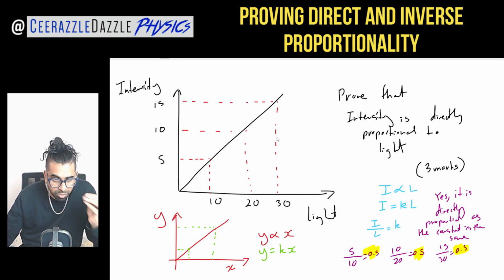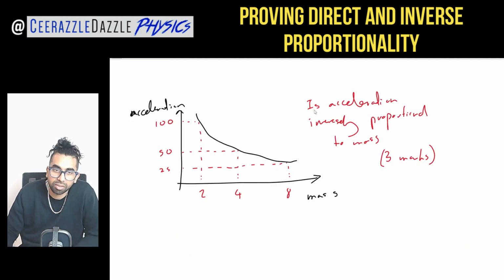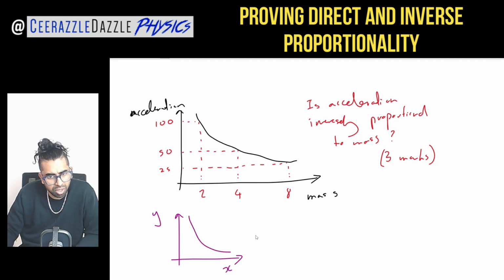What happens if it's inversely proportional? Let's look at this question. Is acceleration inversely proportional to the mass? 3 marks. We can see that as the mass increases, the acceleration is dropping down. Once again, make sure you identify what inverse proportionality is. If I have a graph of y against x and it's going down, we know that y is inversely proportional to x.